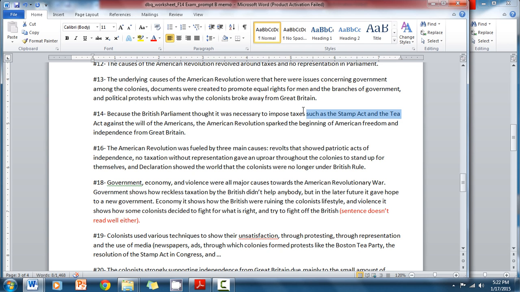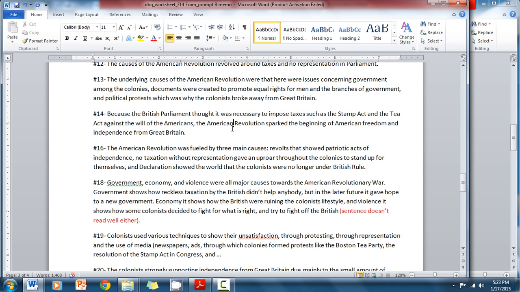So imposing taxes, yes, that was a cause of the revolution. What were other causes? So you need to reevaluate the documents. A lot of the documents are not accounted for in this thesis. Then something else that's missing, and don't forget, just take this whole part out, such as the Stamp Act and the Tea Act. Or actually, this part needs to come out. So to impose taxes against the will of the Americans.